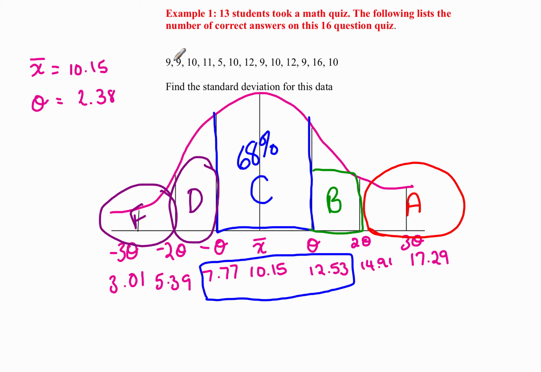So now when you look at this, you say, these people who got a 9, they get a C. Oh, this guy who got a 5, well, let's see, a 5 is a D. 10 is a C, 12 is a C, 9 is a C, 10 is a C, 12 is a C, 9 is a C. 16, there's our 1 A, and 10 is a C. Because according to the bell curve, the vast population is average.